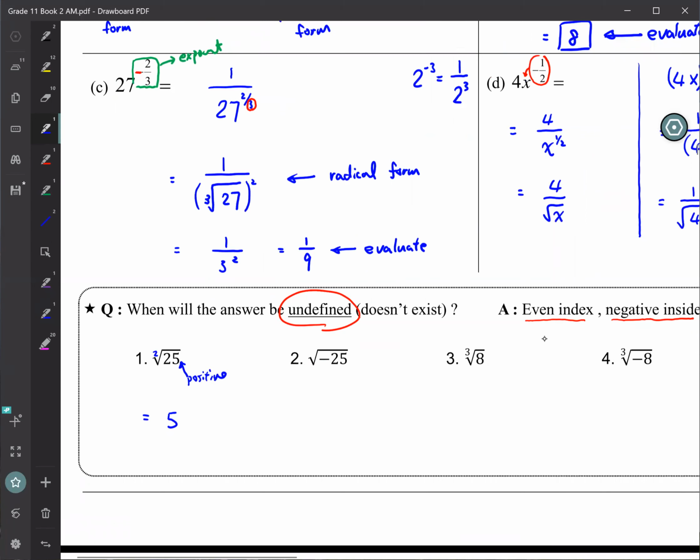Okay, so the next one, the index is 2 again, but the inside is negative. Negative inside. So this one fits the rule here: you have an even index and then negative on the inside. So this one should be undefined, meaning you cannot find the answer. But the question is why? How come we cannot find the answer? Anybody know? How come this one is undefined?